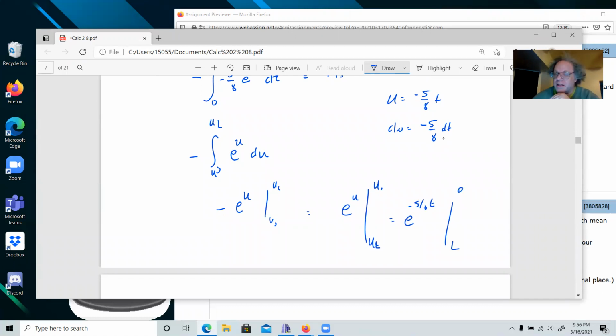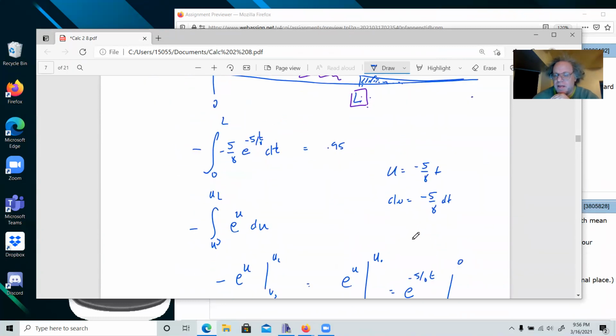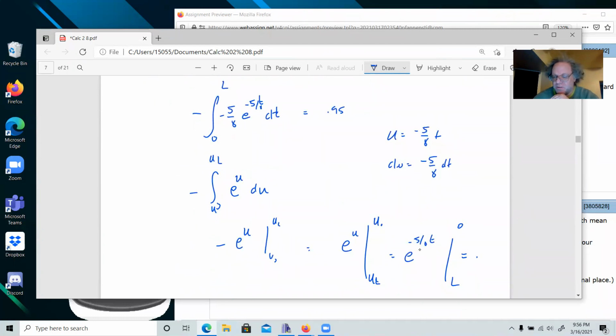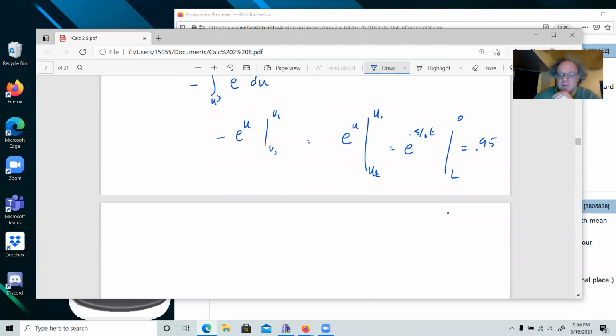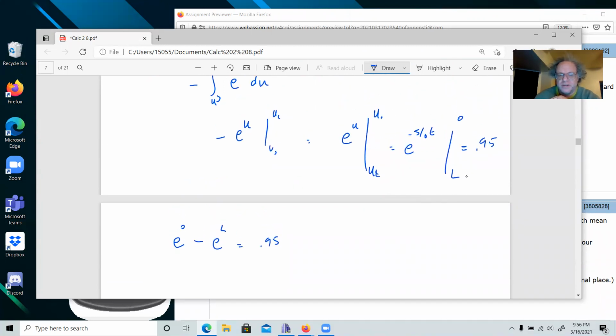This was 0, right? This was 0 because we wanted to get this part. And we had to set this equal to 0.95. All right, so plug me in. We have e to the 0 minus e to the L is equal to 0.95. Well, I know what e to the 0 is. Oh, this isn't L, this is negative 5/8 L.